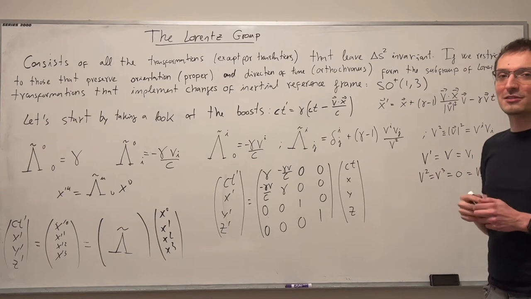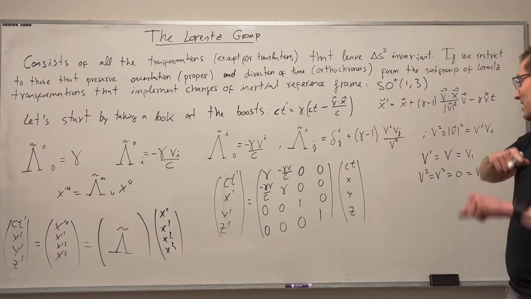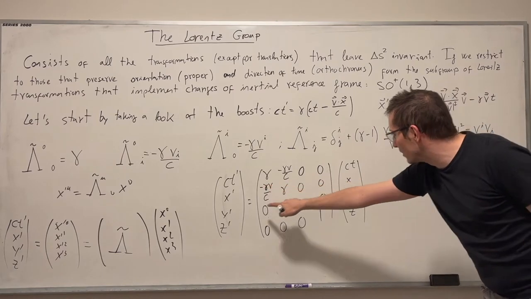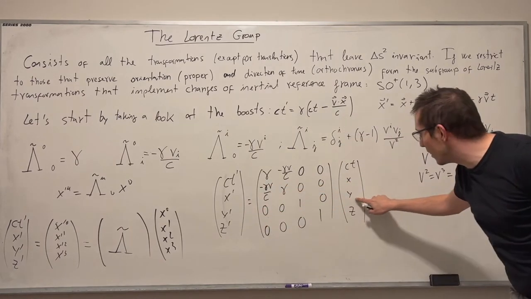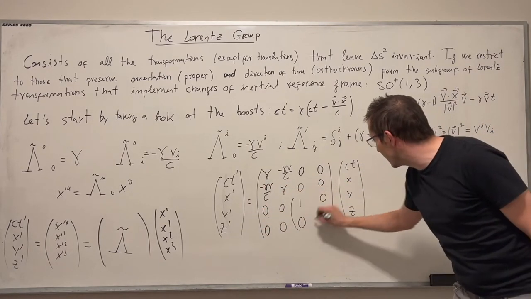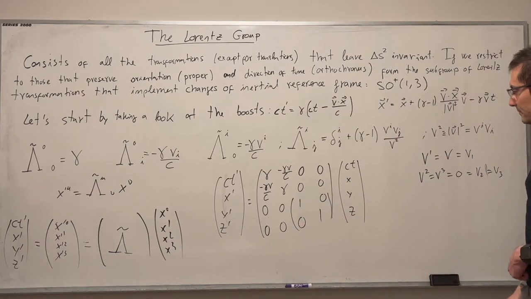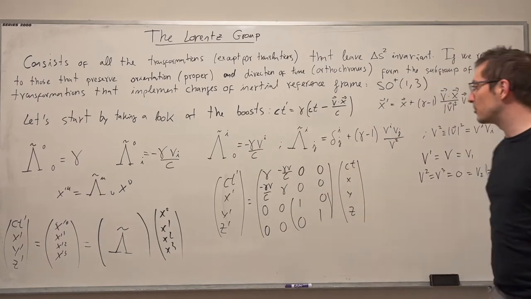Now, let's see what we get when we apply it, just for fun and to make sure that we recover the Lorentz transformations we remember. So let's do the first one. So CT, let's do this matrix product. Clearly you can tell that Y prime equals Y and Z prime equals Z, because this is the identity and there's a 0 and a 0 and a 0 and a 0 here. Okay? So let's see what happened with CT prime and X prime.